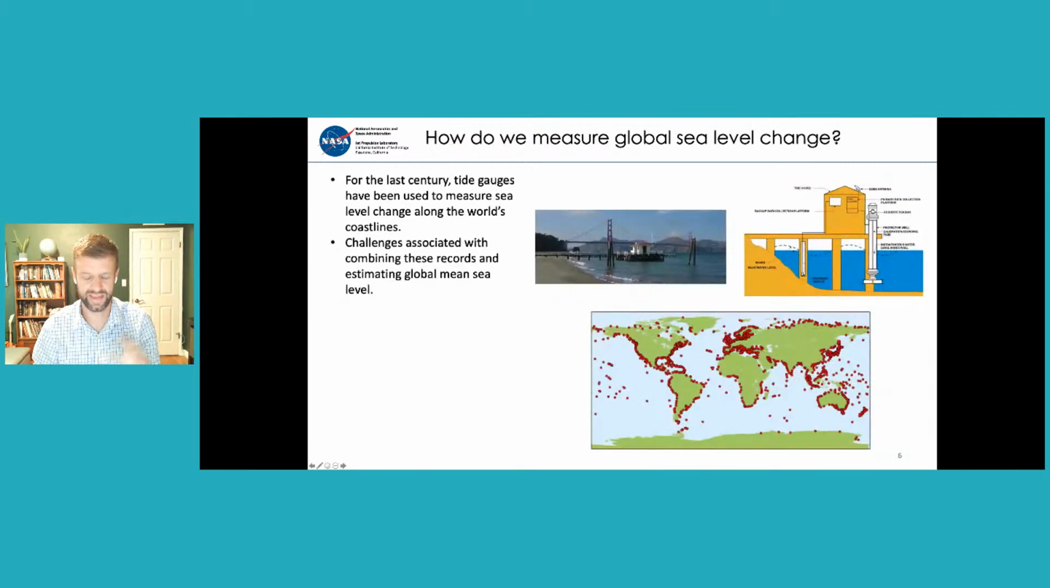So before I get into that specific satellite technology, I think it's important to understand, how do we measure global sea level change in the past? So for the last century, tide gauges have really been the predominant way that we've measured sea level change along the world's coastlines. So that middle panel there, I'm showing the tide gauge in San Francisco, not too far from where I am.